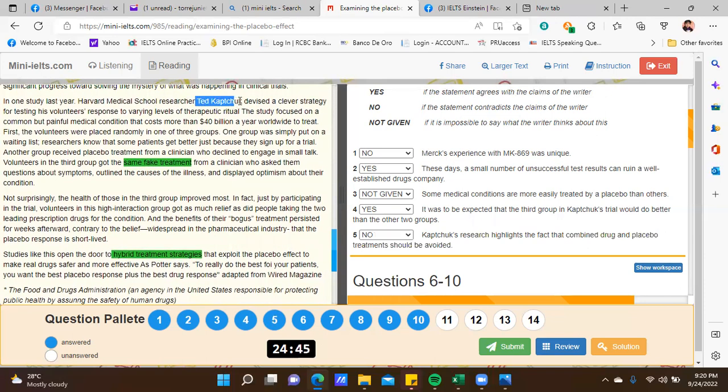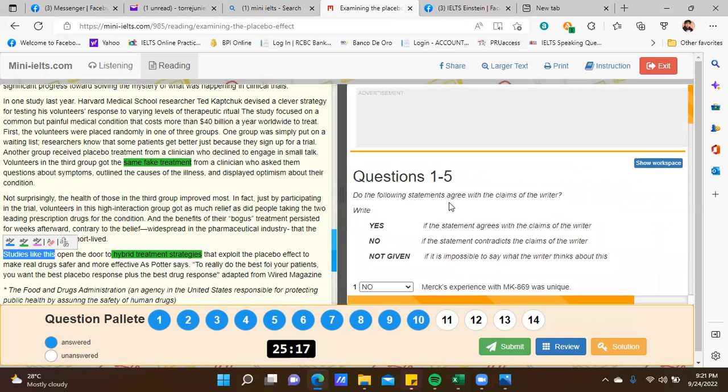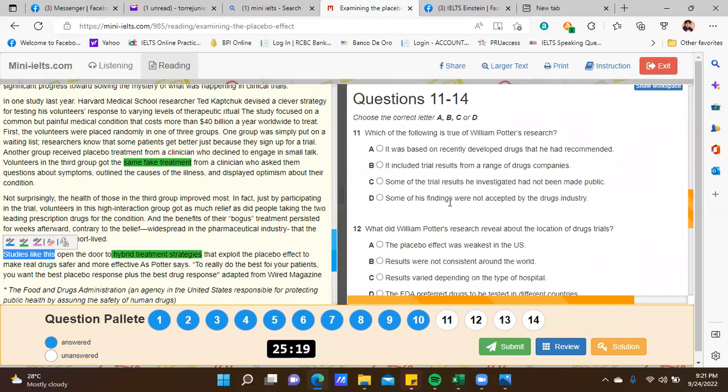As Potter says, to really do the best for your patients, you want the best placebo response plus the best drug response, adapted from Wired Magazine. Potter said that, but look, studies like this refers to Kaptchuk. Kaptchuk still. Open the door to hybrid treatment strategies. So, should be avoided is wrong. It should not be avoided.